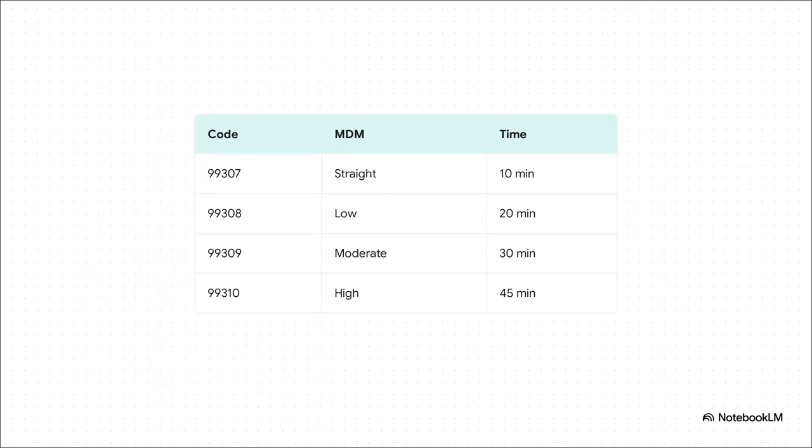Let's move to the table and see how this builds across the subsequent care matrix. We start at 99307 for 10 minutes. Then 99308 requires 20 minutes. 99309 takes 30. And finally, 99310 requires 45 minutes or high medical decision-making. Notice how smoothly these thresholds escalate as the patient's complexity goes up.